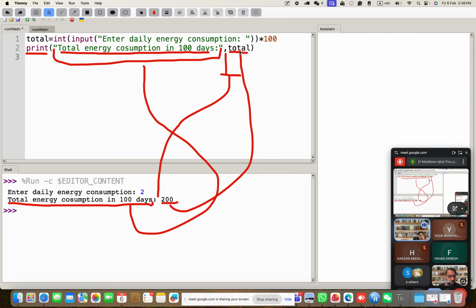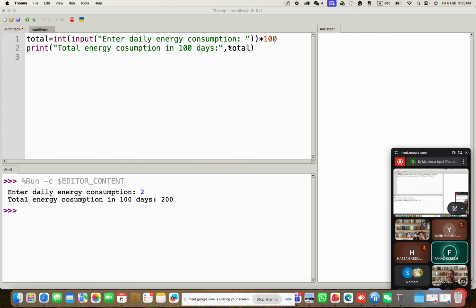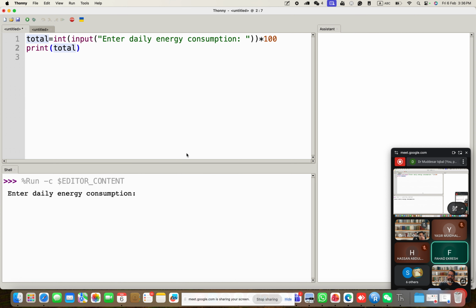Yes, doctor. When I put comma, I make space between line 1 and line 2. But my question is, doctor, if I write print total, will you deduct something? His point is, guys, if it does the same answer, and if you say I consume daily energy like 3 and 300, will I deduct the marks or not? I'll go back to the question.